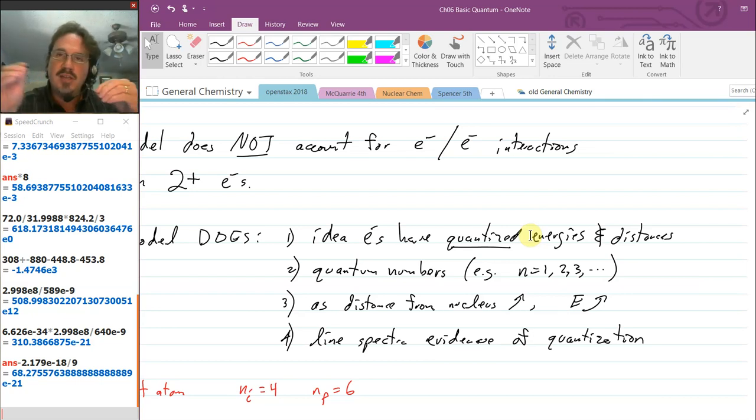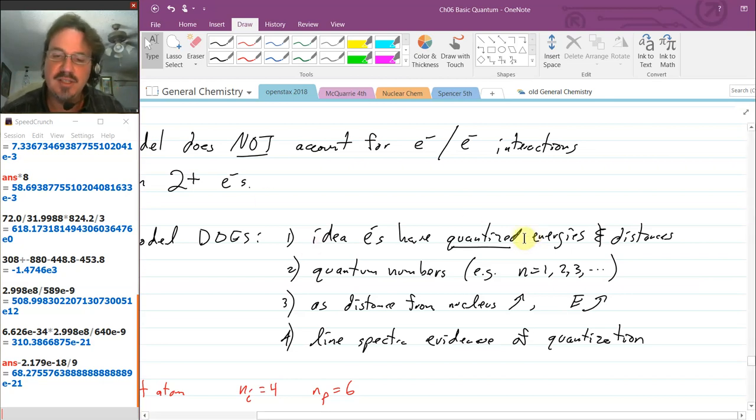As the energy increases, I get towards the highest, and remember the very, very highest would be an energy of 0, which is I've totally ejected it from that atom. The electron is free. Okay. So the idea of quantized energies and distances.